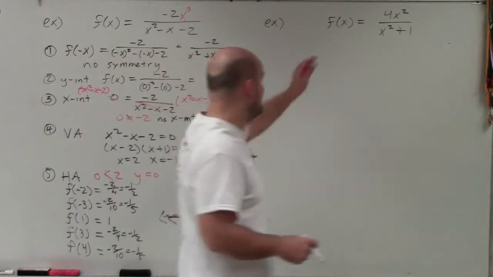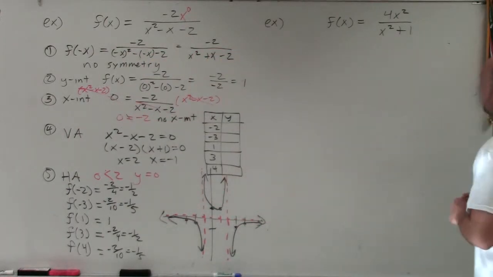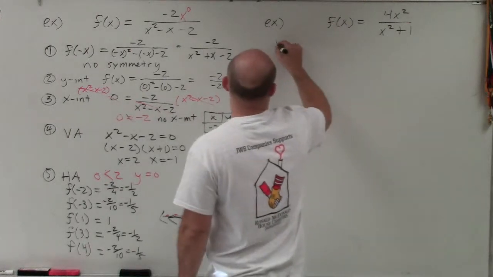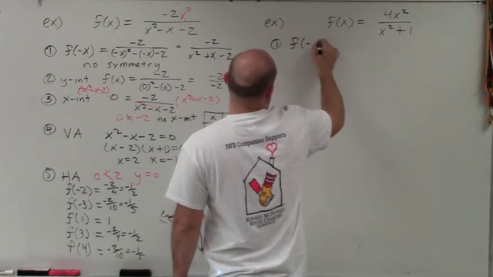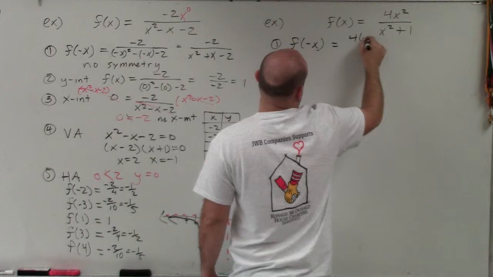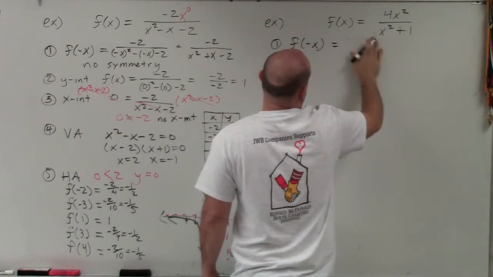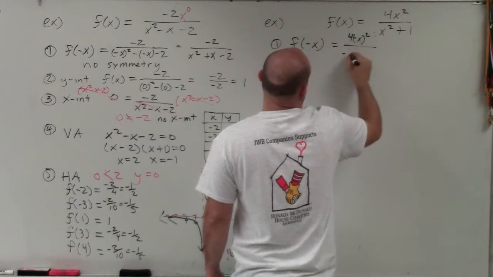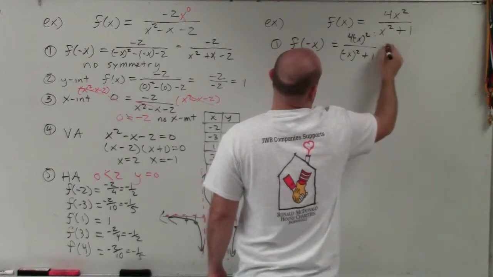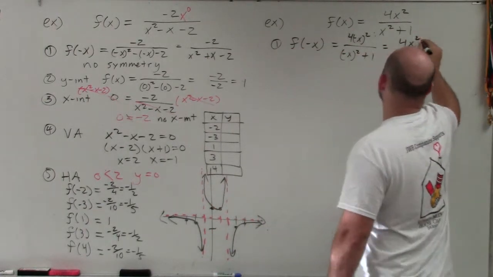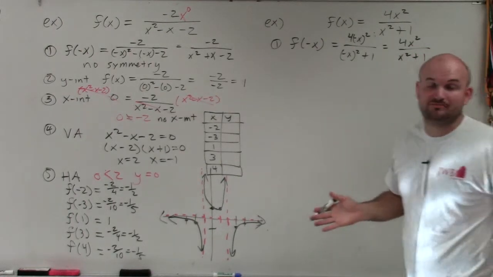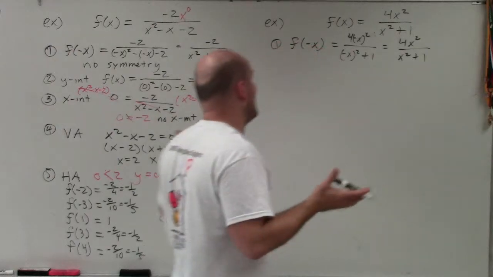OK, so now let's go and get into this example. Again, we're going to do the exact same thing. First thing is identify symmetry. So to identify symmetry, I'll do f of negative x. When I do that, I get 4 negative x squared over negative x squared plus 1. That gives me 4x squared over x squared plus 1. So you notice I get the exact same function back. Therefore, this is symmetrical about the y-axis.